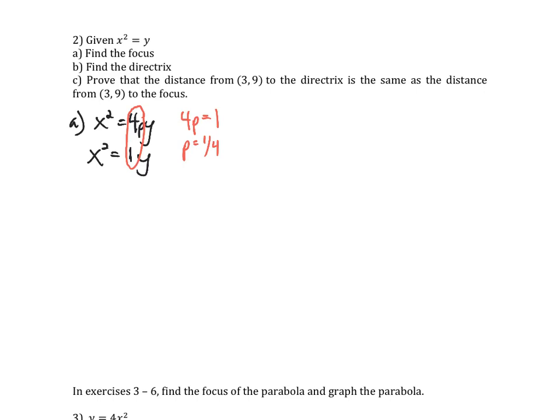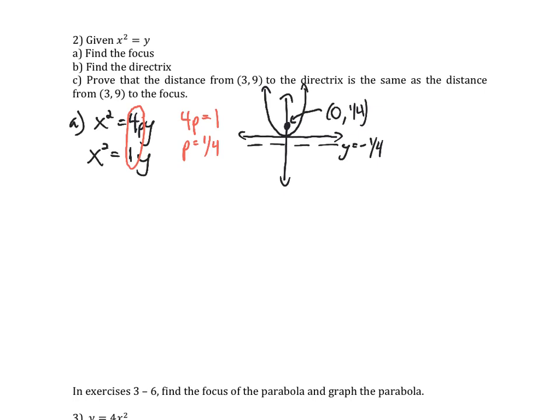So if I were to draw this with a p-value of 1/4, since I have a positive x squared, it's going to be an upward-opening parabola. My focus is (0, 1/4), and my directrix is going to be y equals negative 1/4. So I guess I did B here as well.